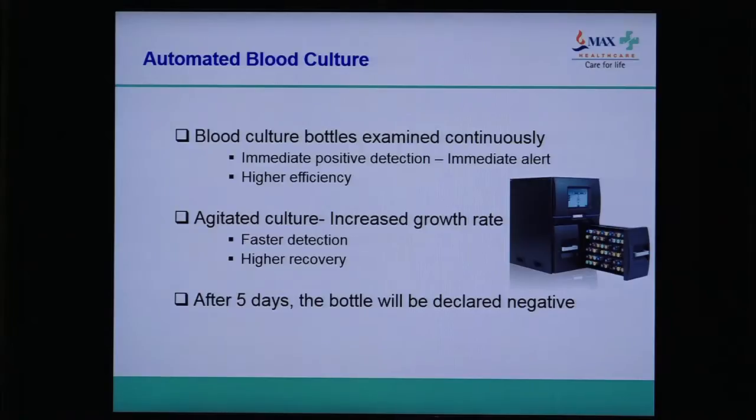So the automated blood culture machine examines these blood culture bottles continuously. This machine is automated, and every 10 minutes the machine detects whether it is positive or negative. Then it gives an alarm, and the color of the bottle changes, and there is continuous agitation of the cultures. I think that increases the growth rate, gives faster detection and higher recovery.